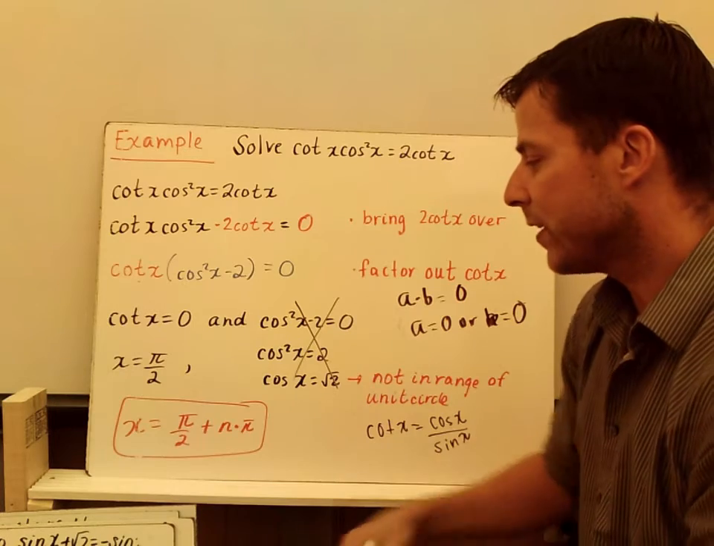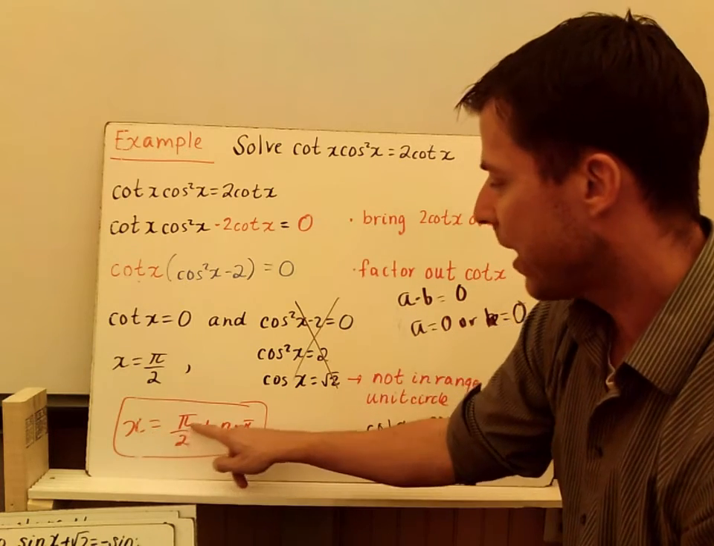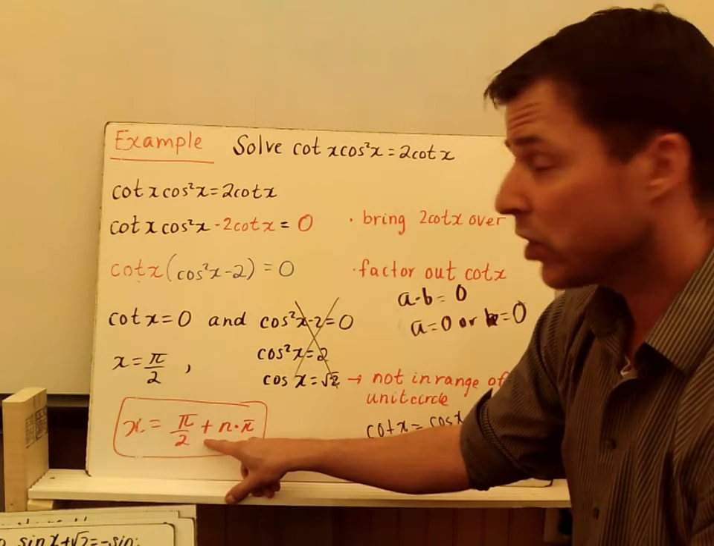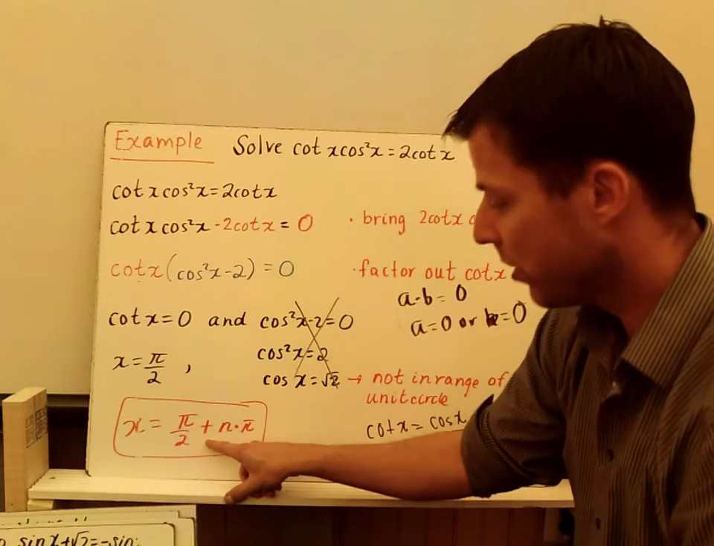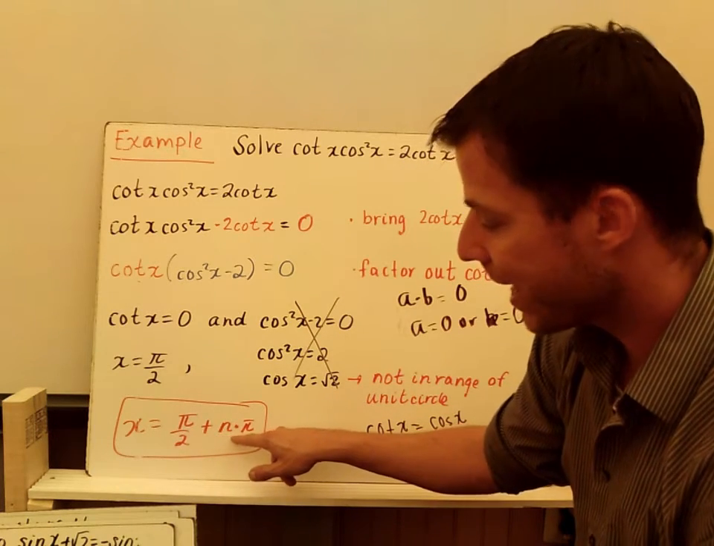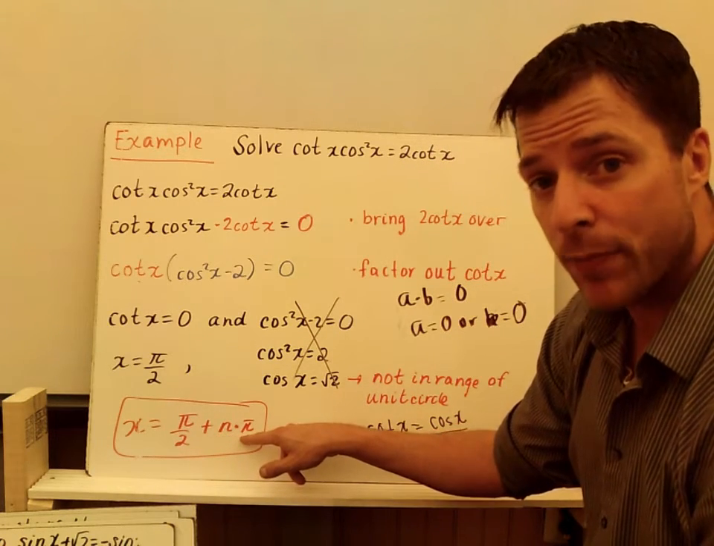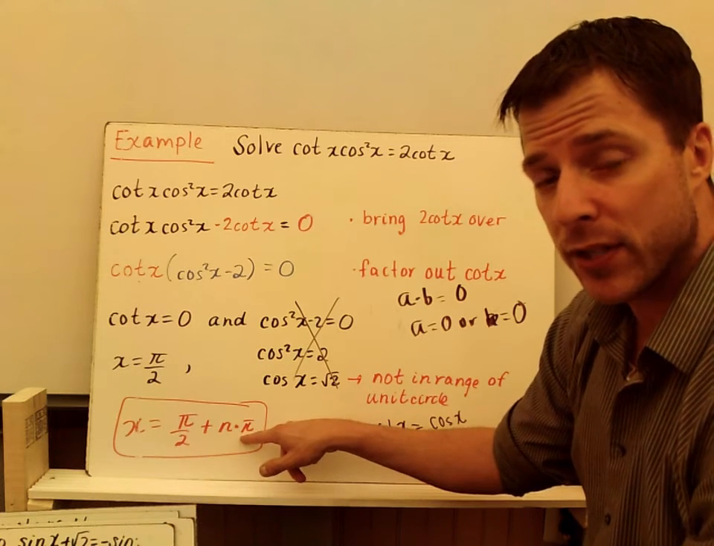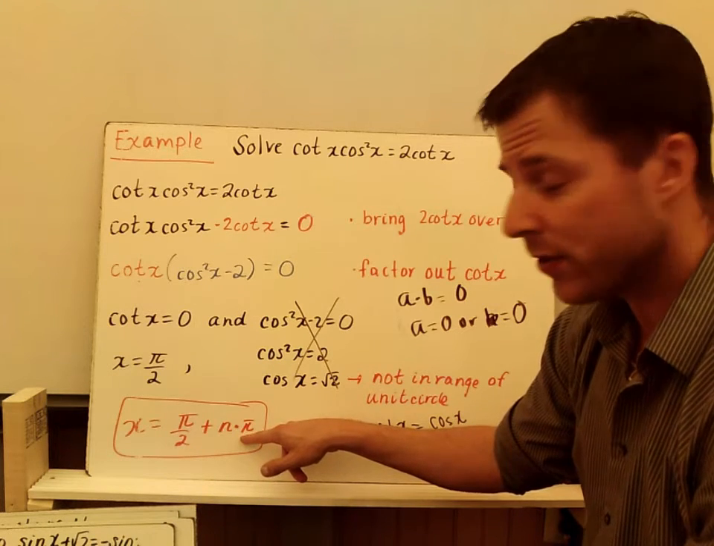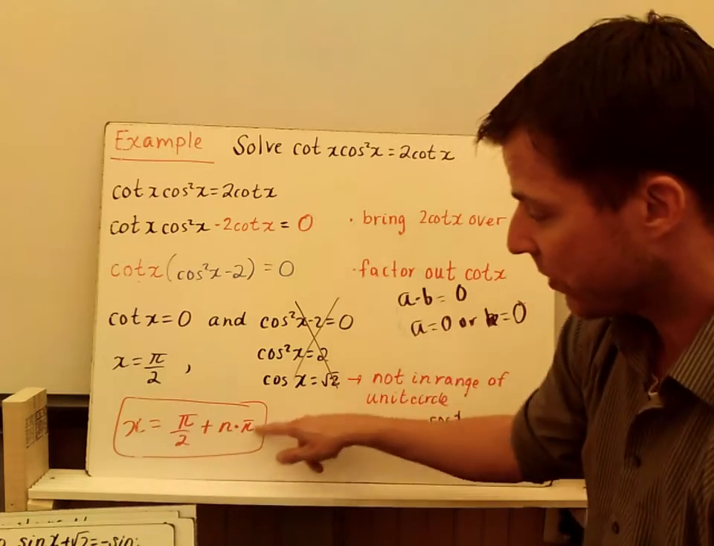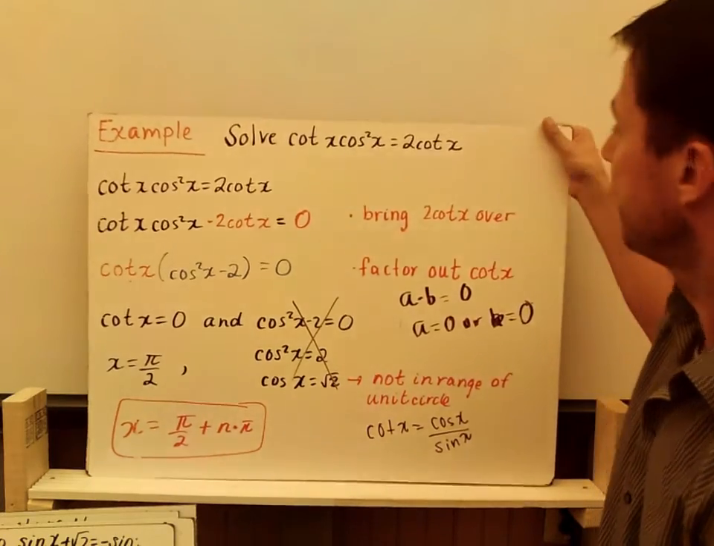So we're going to have the solution as x equals pi over 2 plus. Now this is a little different. There's no domain restriction here. It's going to be plus n times pi. And it's not 2 pi because, remember, the period of tangent and cotangent repeats after every pi. So here's the general solution.